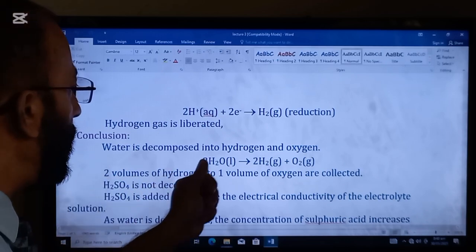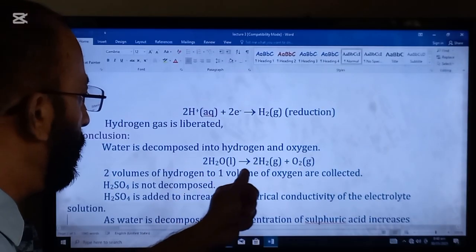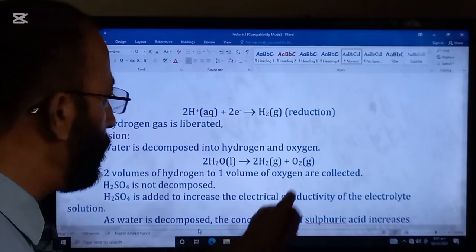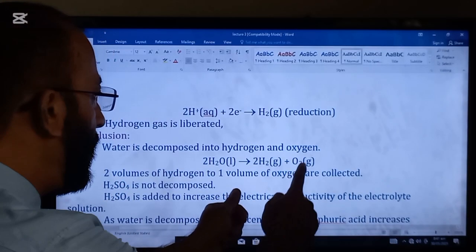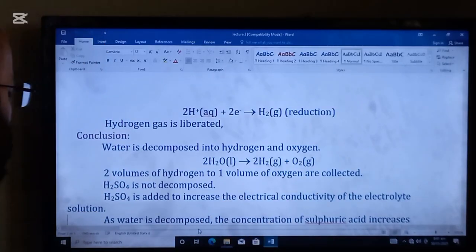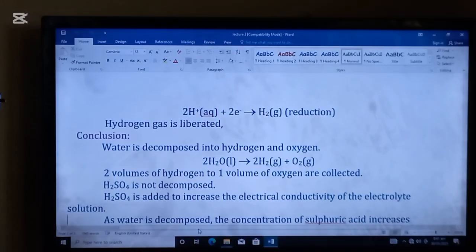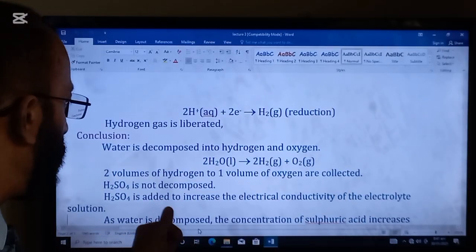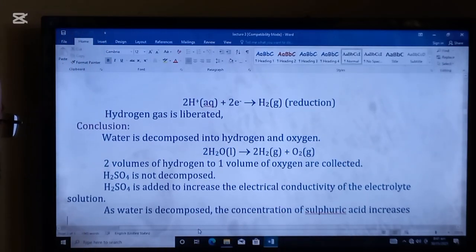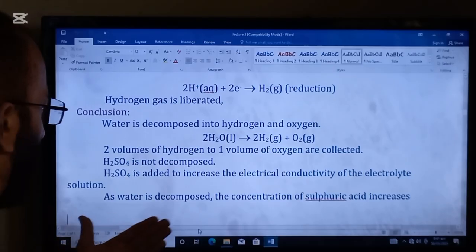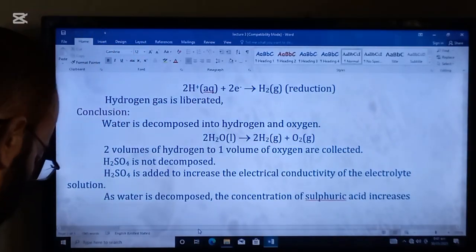Conclusion: water is decomposed into hydrogen and oxygen. That is, 2H2O forms 2H2 + O2. Two volumes of hydrogen to one volume of oxygen are collected. H2SO4 is not decomposed. H2SO4 is added to increase the electrical conductivity of the electrolyte solution. As water is decomposed, the concentration of the sulfuric acid increases.